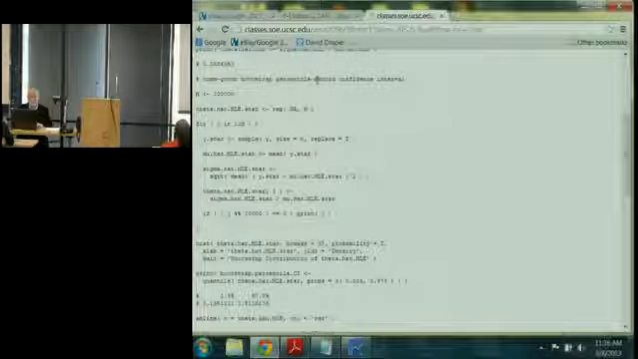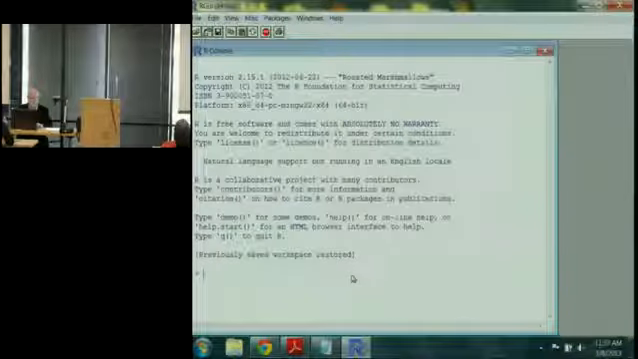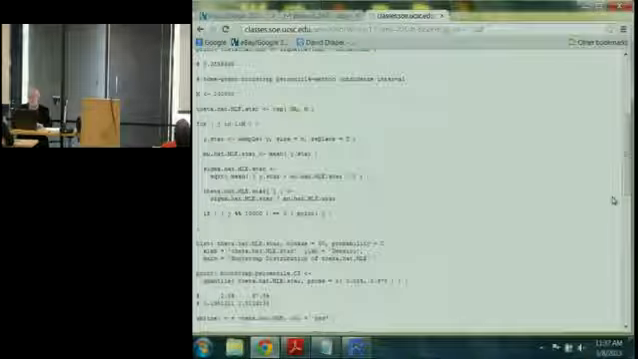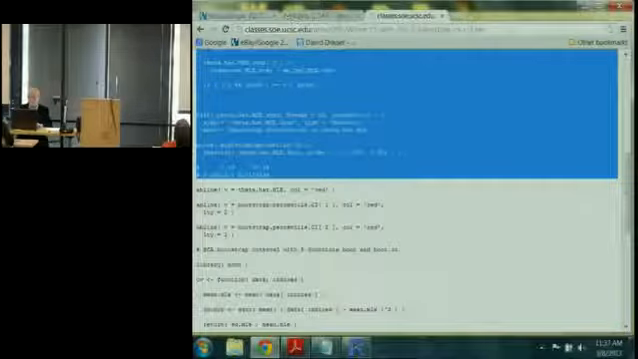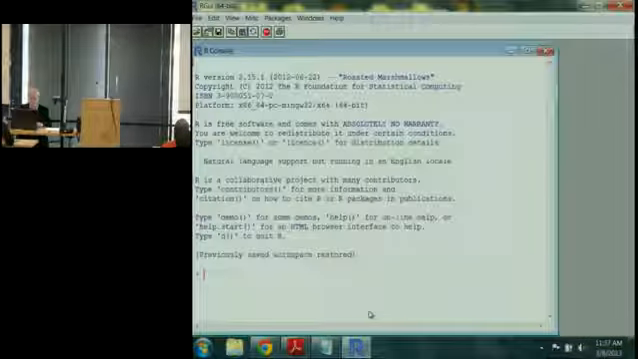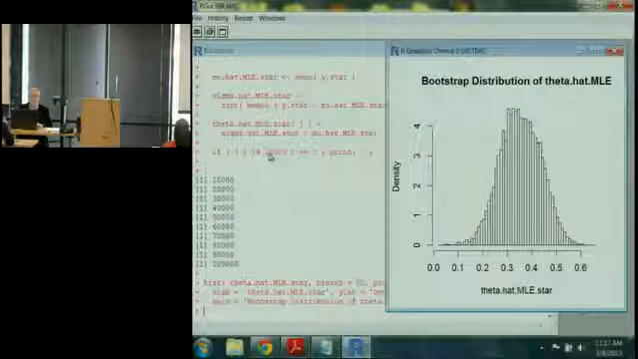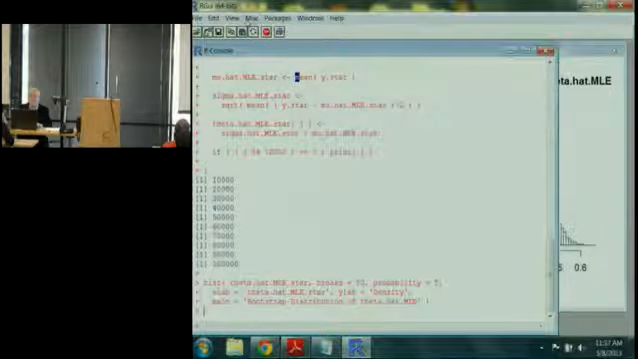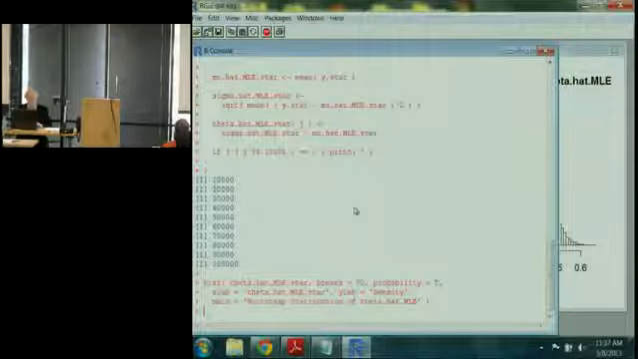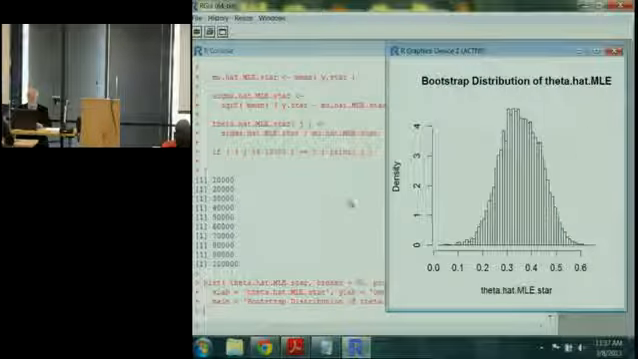So let's go ahead and run it. What code did I run already? I ran nothing already, so let's go ahead and run all the code all the way down to finishing drawing the histogram. And I see that I forgot, over here under miscellaneous, to turn off the buffering. It would have written those things out for me in real time. So there's the bootstrap distribution of the MLE.